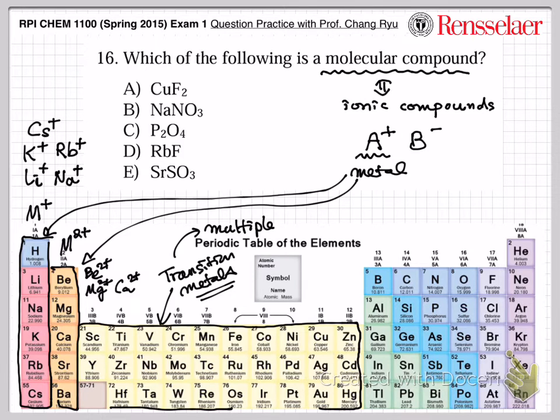So we look for the one that is a metal. This is a transition metal, copper. Sodium is here, rubidium is there, and also Sr. This is actually an alkaline earth metal. And the copper is number 29. So these are all metals except for this phosphorus oxide compound. Therefore, this is a non-ionic compound, which is a molecular compound.